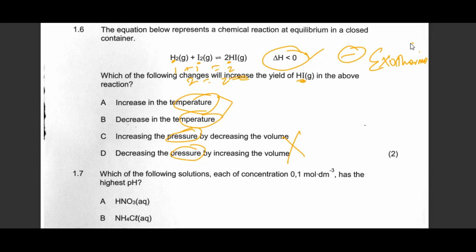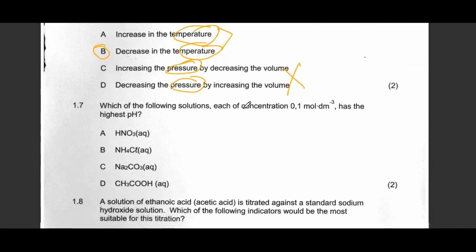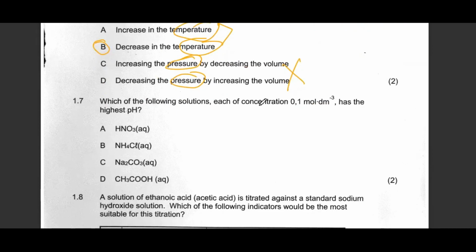So if you come here, it asks which one of the following will increase the yield of hydrogen iodide. Increase in the temperature, no, because this is not an endothermic reaction. So the only answer which is remaining is B, decrease in temperature. So the answer for that case is going to be D. Sorry, it's going to be B.